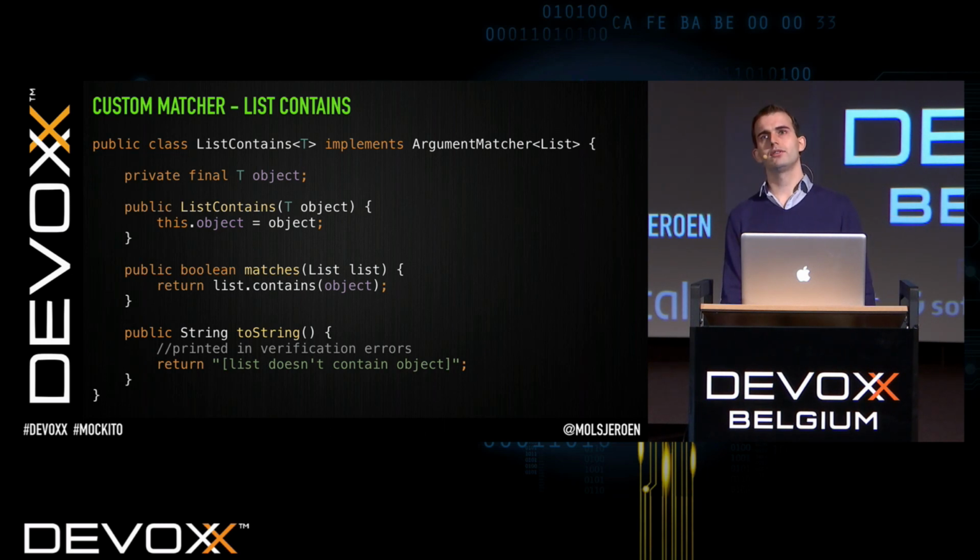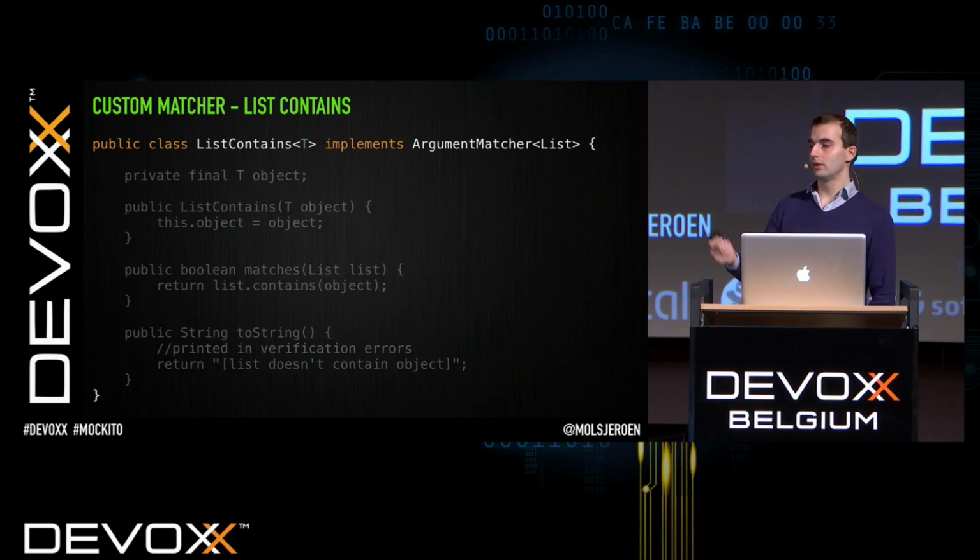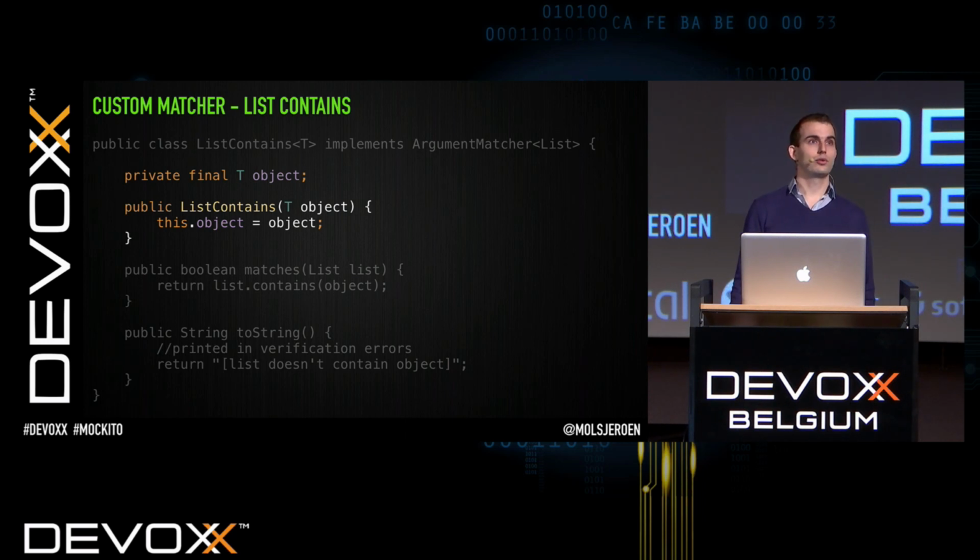So this is the list contains matcher. The way you create your own matcher is you first implement the ArgumentMatcher interface. And for the ArgumentMatcher, you can see the generic type I defined there is List. So there you need to specify that this is going to be a matcher for a method that takes a list as an input parameter. Also mind the generic that we added to ListContains so that our matcher isn't tied to a particular object. Now, the first thing we're going to do is add a new constructor and inject the object that we want to test for in the list.